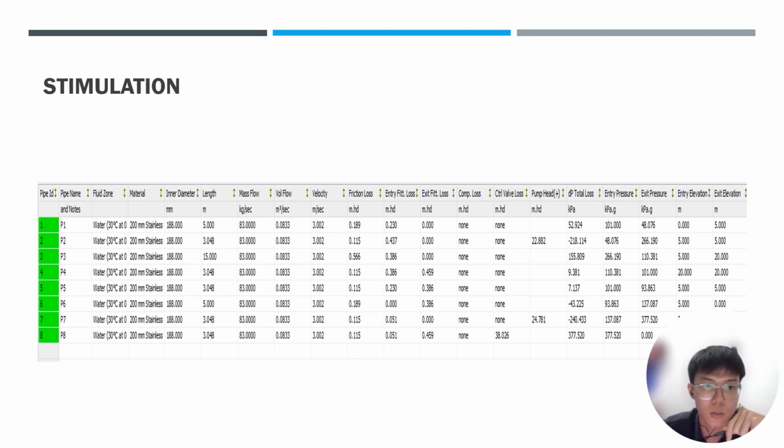Okay, this one is the simulation part for the pipe result. As you can see, every material is stainless steel pipe, which can avoid erosion, and the inner diameter of every pipe I use is 188 millimeters. Length is different based on different situations. There is a mass flow and volume flow, which is maintained at 0.0833, which is what the question given requires, and the velocity is also 3 meters per second. And this one is friction loss, control valve loss, pump head.